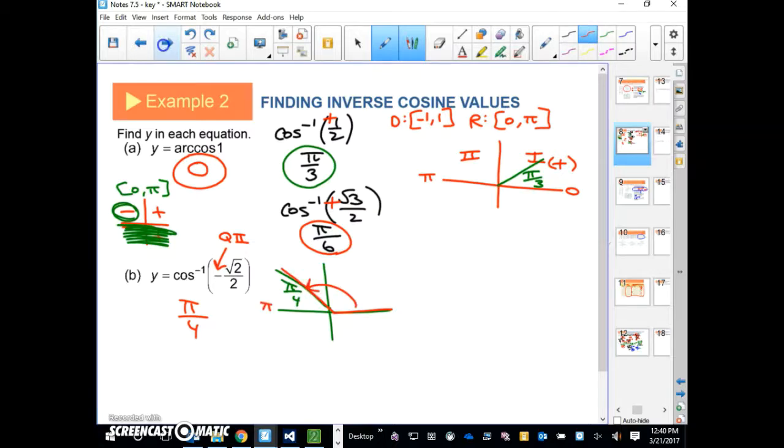So we do what we always do, and that's pi. We call it 4 pi over 4. If you get a common denominator, it's just a lot easier to look at. I'm looking at pi over 4 before I get to that 4 pi over 4. And so this angle, this answer, is going to be 3 pi over 4.